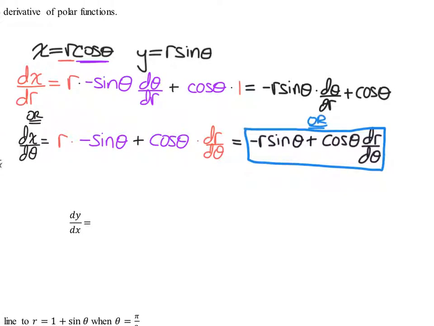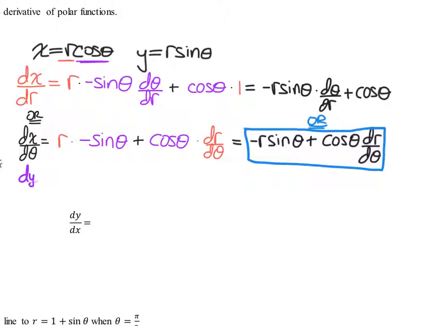So why do I go over the other kind? Well, what if you're given a polar equation that's defined as theta equals something in terms of r? If that's the case, you might want to go with the other option. So that's just something to think about.